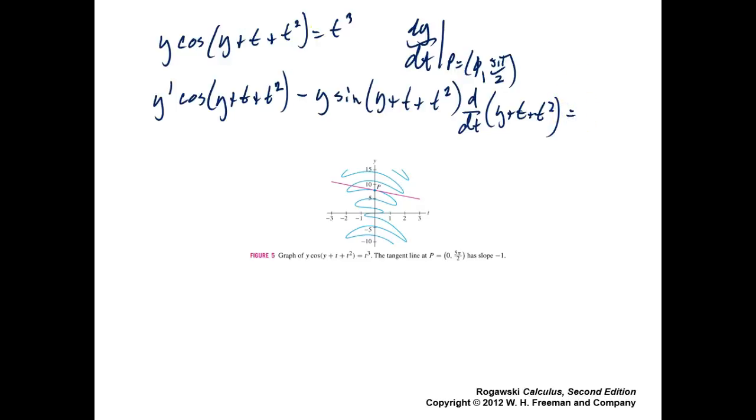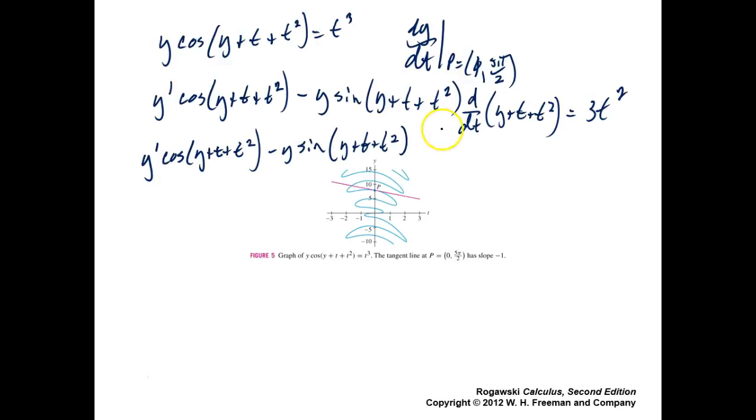Let's go on and do d/dt of t cubed. That would be 3t squared. We know what the right-hand side is. So this gives us y prime times the cosine of (y plus t squared) minus y times the sine of (y plus t squared). Now, the derivative of that part. Okay? This will be y prime plus 1 plus 2t. That's equal to 3t squared.